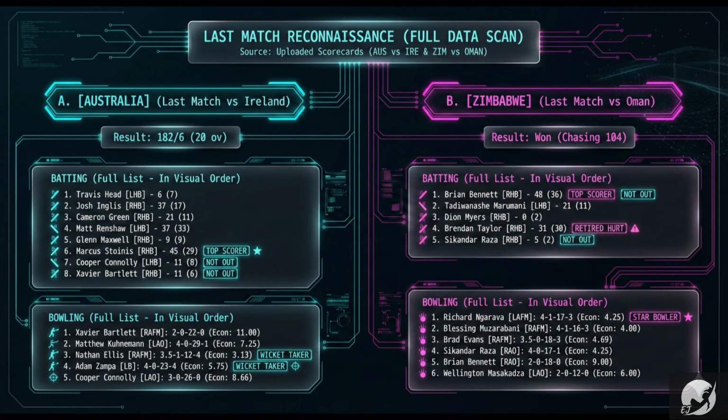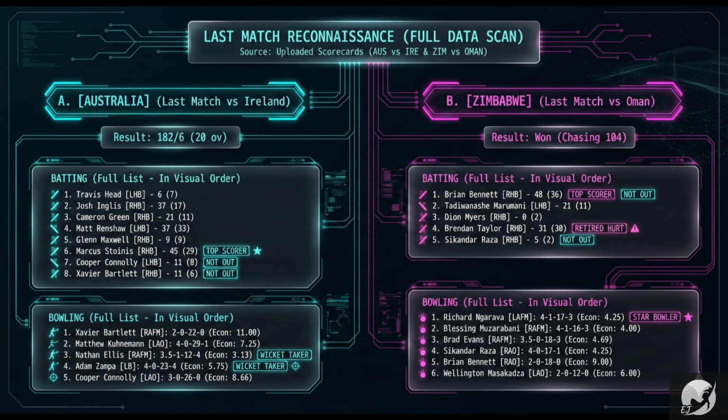Now, shift to Zimbabwe. They chased down a low total against Oman. Why was it low? Because their pace attack is lethal. Ngarava, Musarabani, Brad Evans. They took 9 wickets combined. The takeaway is critical. Australia is winning with spin, Zampa. Zimbabwe is fighting with pace. Keep this pattern in mind.